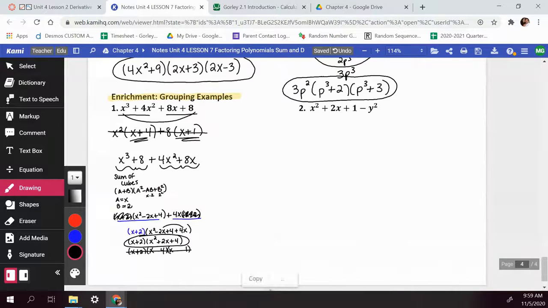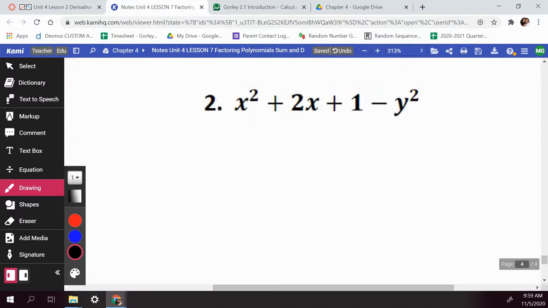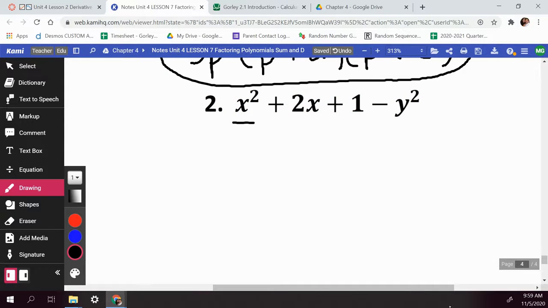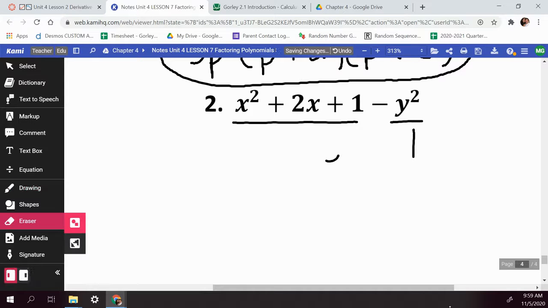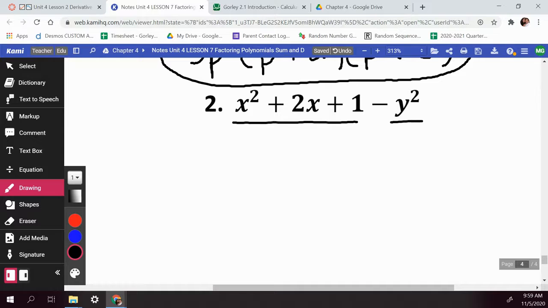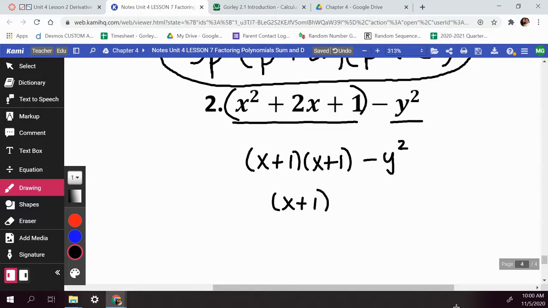Okay, going over to the second example, rather than doing 2 by 2 grouping this time, I'm going to do something called 3 by 1 grouping, where we clump 3 terms together and then 1 term by itself. Let's factor the 3 terms. x squared plus 2x plus 1. How could I factor that? That would be x plus 1 times x plus 1. Or we can write this as x plus 1 squared.